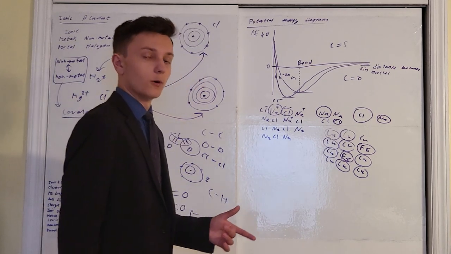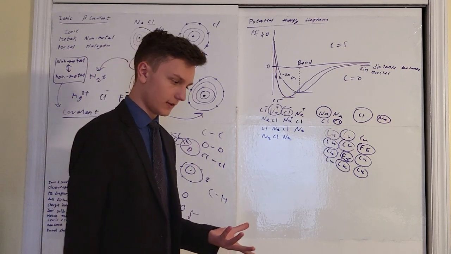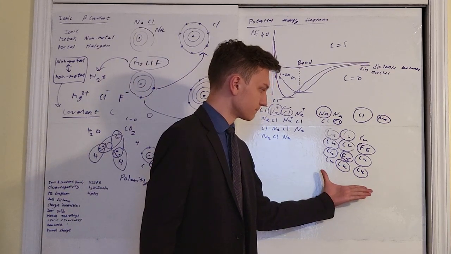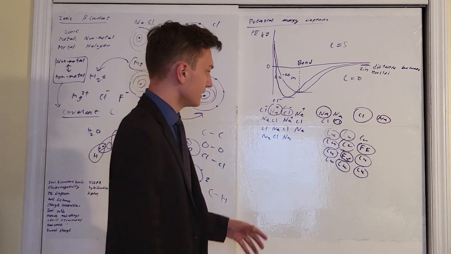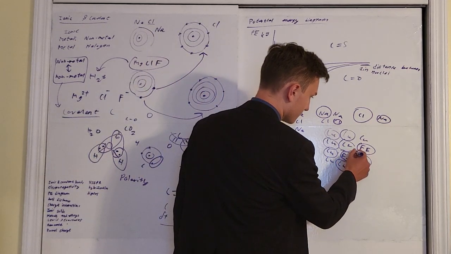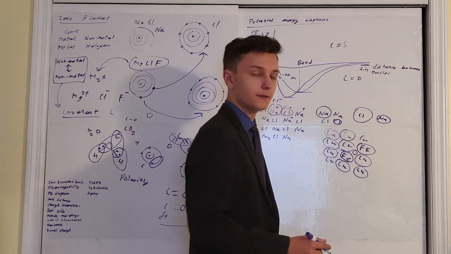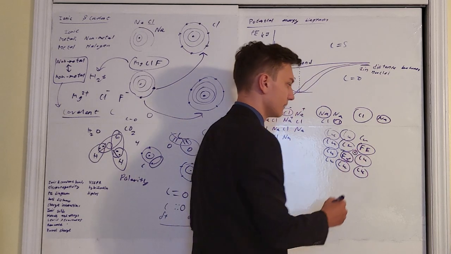The other type of alloy is called the interstitial alloy. The interstitial alloy is when you've got a bunch of metal atoms in their metallic bond, and in the little areas you see here between all of the atoms, you're able to fit a much smaller atom, like a carbon.